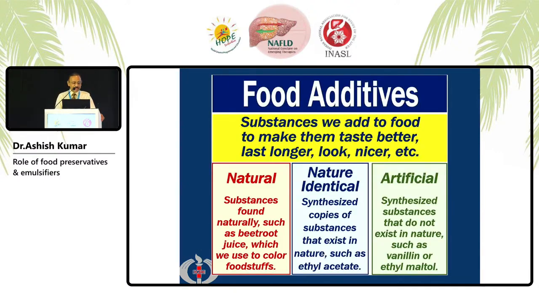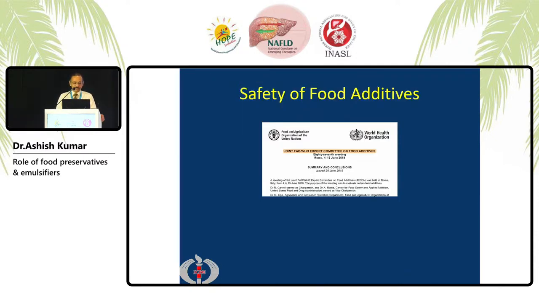So food additives can be of three types. They can be natural, substances which are found naturally. For example, we can add beetroot juice to color the food red. Then they could be nature identical. That means these are synthesized copies of substances that exist in nature. They are synthesized, but the substance is natural. Then the majority of the food additives are artificial. These are synthesized substances that do not exist in nature, but they are added.